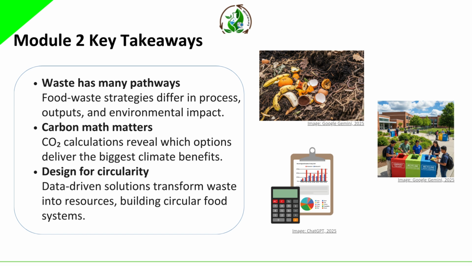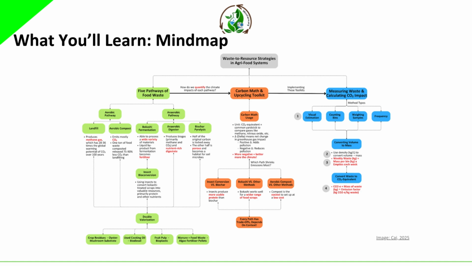The key takeaway here is that waste isn't just something to throw away. It's a material flow that can either worsen climate change or help us build circular systems. By using systems thinking, we can see how waste connects to carbon, soil health, energy, and even economic opportunities. And we can design smarter strategies that close loops instead of breaking them. Before we move forward, let's visualize how everything we've learned in this module connects.